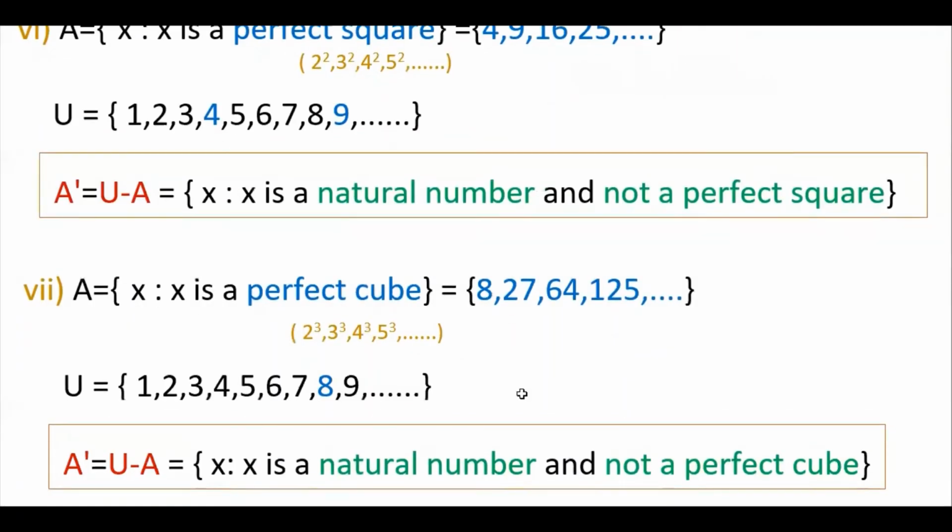And the next one is perfect cube: x is a perfect cube. Perfect cube means the numbers are 2 cube, 3 cube, 4 cube. All these numbers are called cube numbers, perfect cube numbers: 8, 27, 64, 125. These are perfect cube numbers. If you exclude these from the universal set, then the complement of this set is equal to x is a natural number and not a perfect cube.